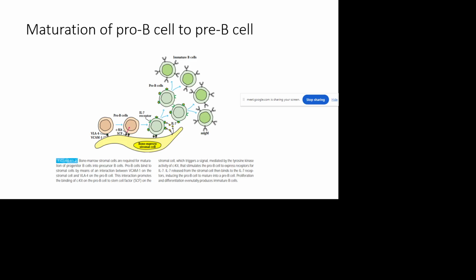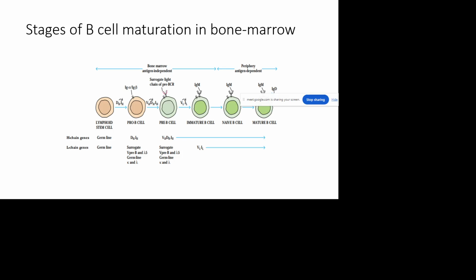So this was the process for maturation of pro B cell to pre B cell. Then we will see the stages of B cell maturation in detail in bone marrow. In bone marrow, there are two phases. In bone marrow it is antigen independent phase, and in periphery it is antigen dependent phase.